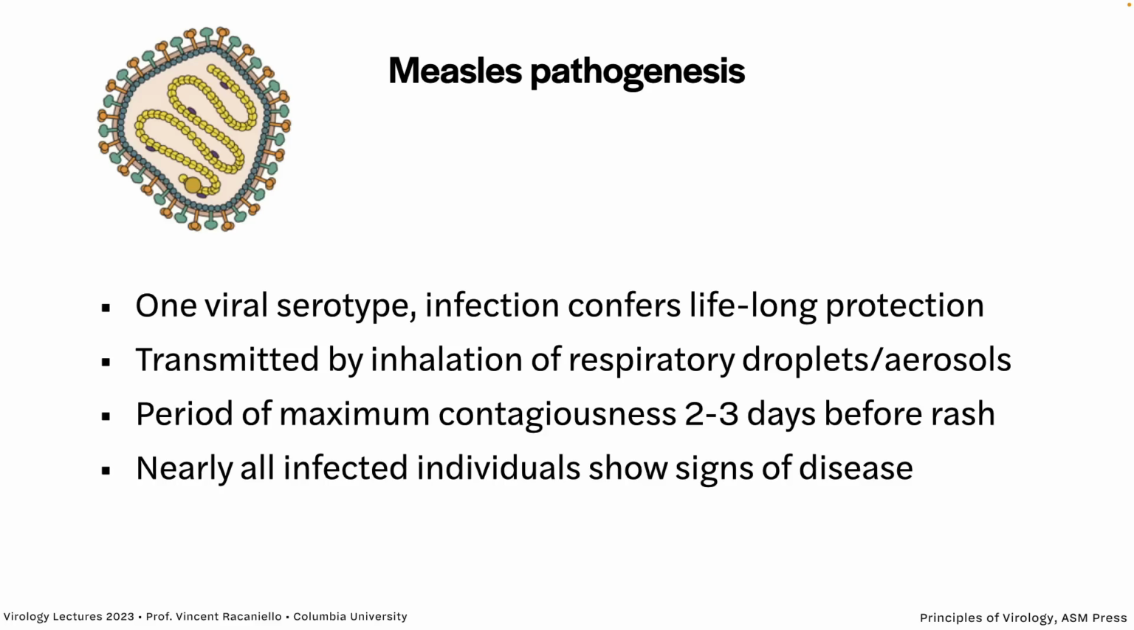Pathogenesis: one serotype, which means no antigenic variation, not multiple types like influenza. Infection gives you lifelong protection. It's transmitted by these droplets and aerosols. And you are maximally contagious 2 to 3 days before you know you're infected, before the rash appears, where you say, it's measles, the kid has to stay home today. So there's pre-symptomatic transmission, but very little asymptomatic disease.